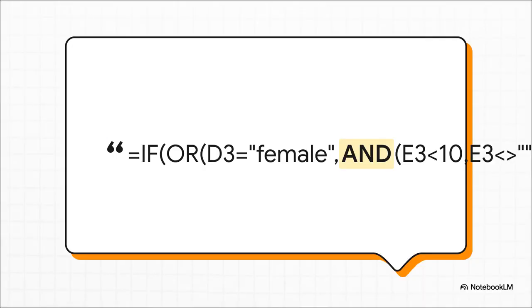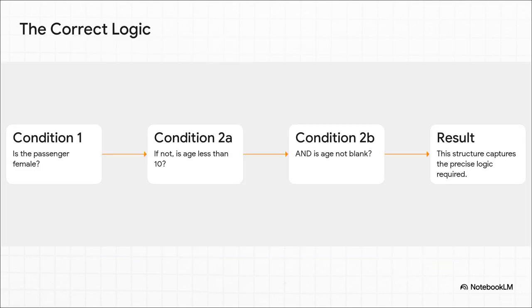And here it is, the solution. Take a look at how it's built. The main command is still an OR function, and the first part of that OR is super simple. Is the passenger female? But the second part? The second part is a clever little AND function that's nested inside, and it checks for two things at once. Let's walk through this step by step because it's really smart.